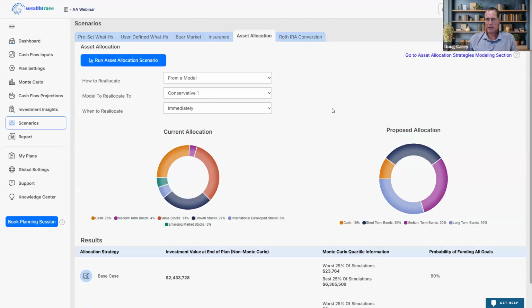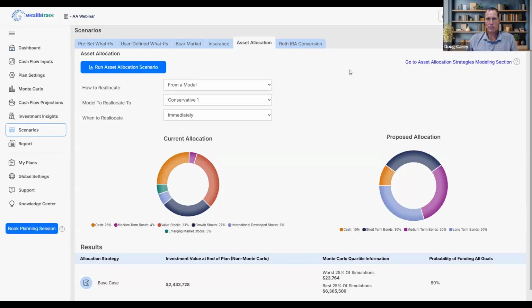And that's really the last thing I wanted to show. Feel free to play around in the software, create your own models, run asset allocation scenarios. You can really do a lot with just seeing how different allocations might impact you over the long run. So let me go back to the presentation. All right.